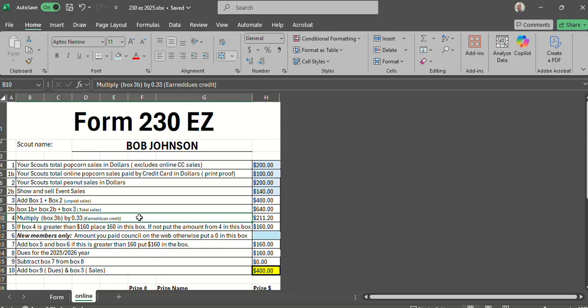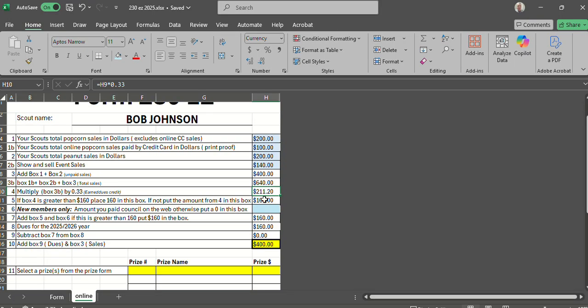So then you get a credit towards your dues of 33% of whatever sales you made. So in this case, that's $211, but it can't exceed $160 because that's your total dues. So in this box here, it's doing just that. If it's over $160, it makes it $160. If it was under $160, let's say this is 0, and this is 0, then it gives you the credit for whatever that is, the 33% of whatever you did sell. So in this case, it's $99.